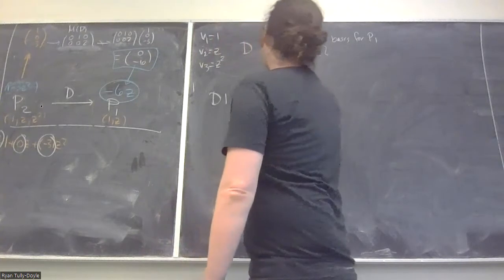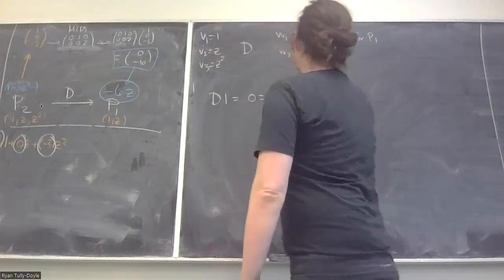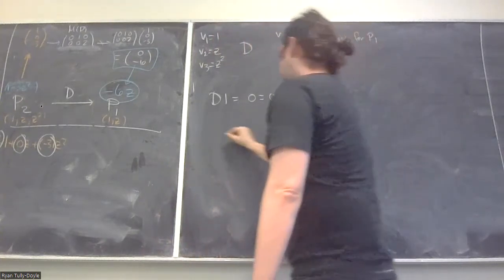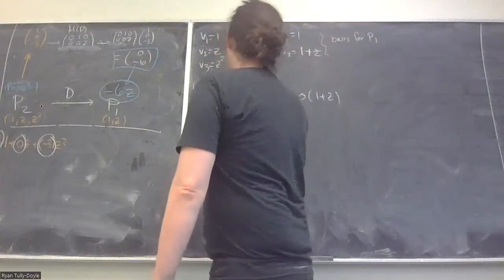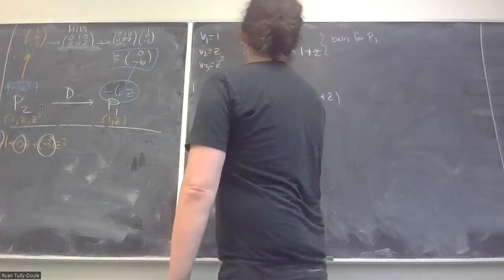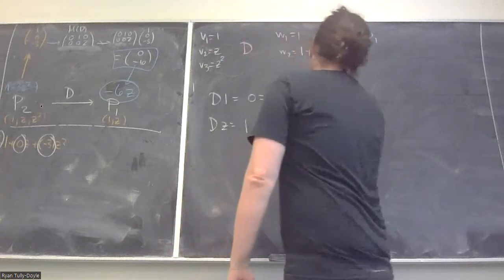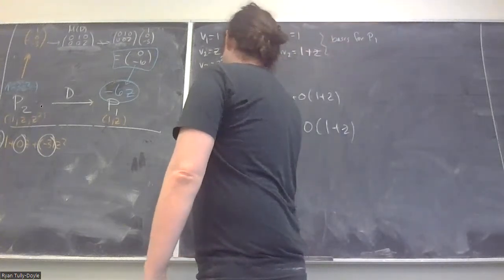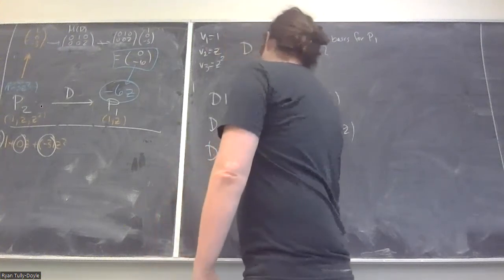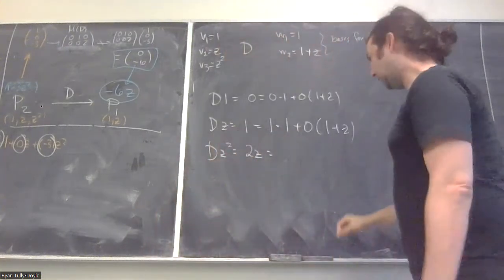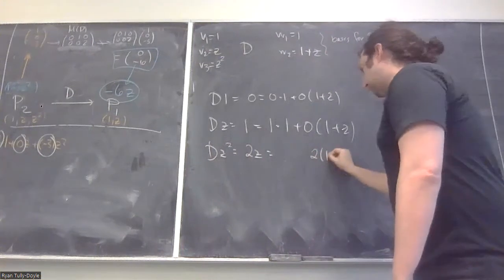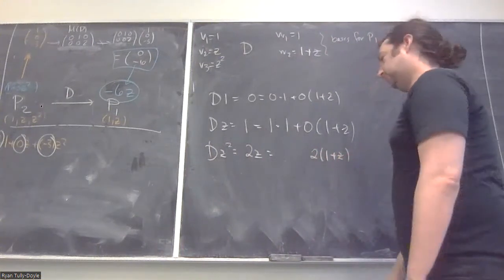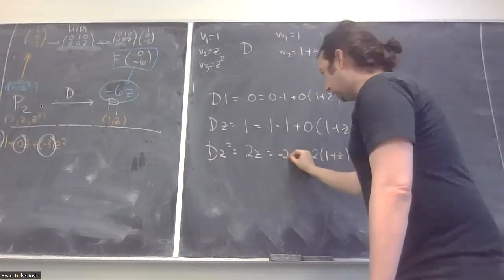So if I do exactly the same thing, I go through this computation, d of 1 is equal to 0, which is 0 1s, and also 0 1 plus z's. And d of z is equal to 1, which is 1 copy of the number 1, and 0 copies of 1 plus z. And d of z squared is equal to 2z. Uh-oh. Well, that turns out to be equal to 2 copies of 1 plus z minus 2 copies of the number 1.